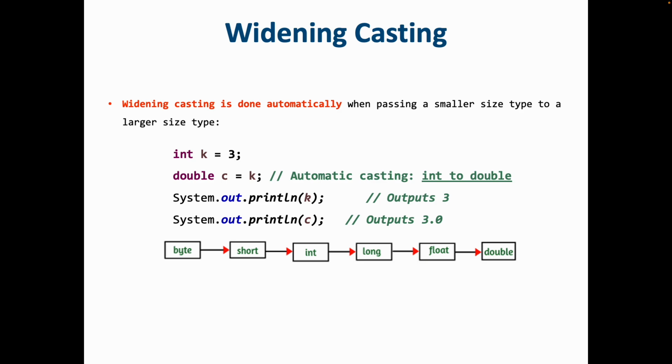Now let's do an example. Let's say we write int k is equal to 3. This is for widening. Integer is 4 bytes, so I have this data, and then I can say double c is k. So it is automatic casting. I can just assign an integer value to a double value. It is doable. Why? Double is larger, so I have more space to keep these 4 bytes, and I don't need to do anything else. When I print k, it will print 3. When I print c, it will print 3.0 because it's a double. I can easily do that and don't need to worry about the data.